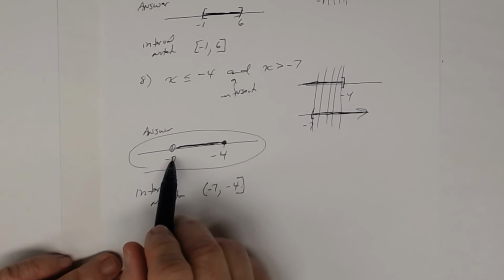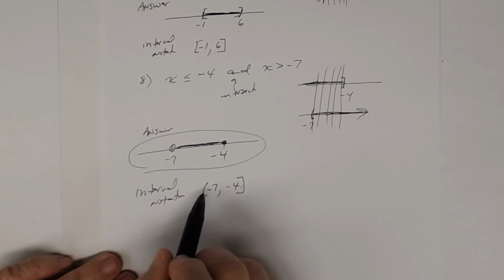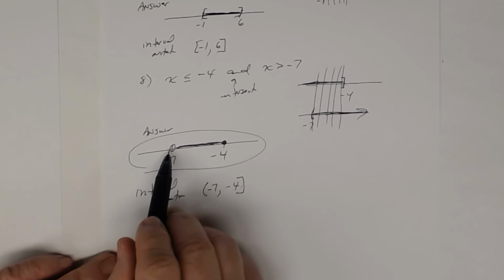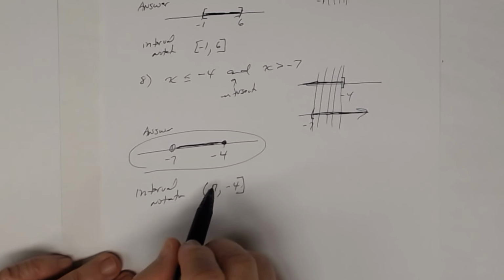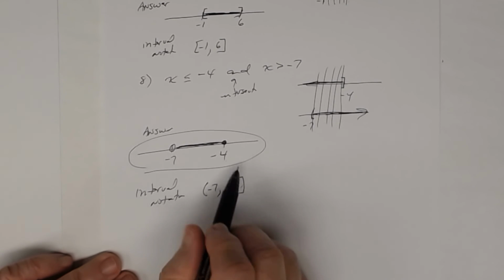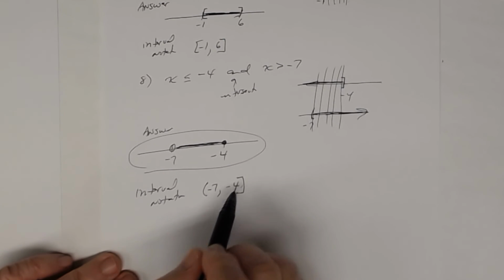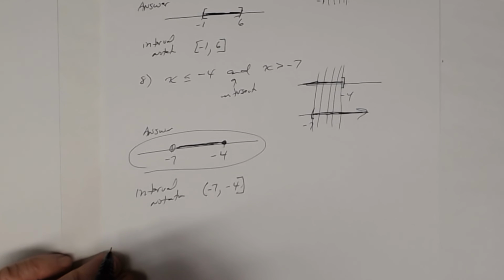So -7 is not a solution, but -4 is. So -7, whenever you see an open circle, that -7 is not a solution. Whenever you see a closed circle, that is a solution. So -4 is going to be a solution.